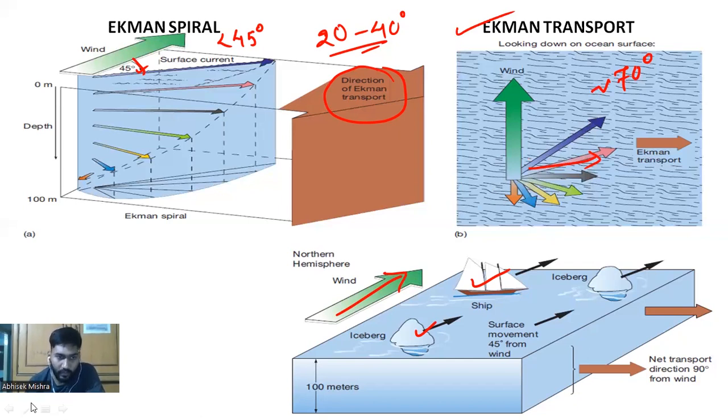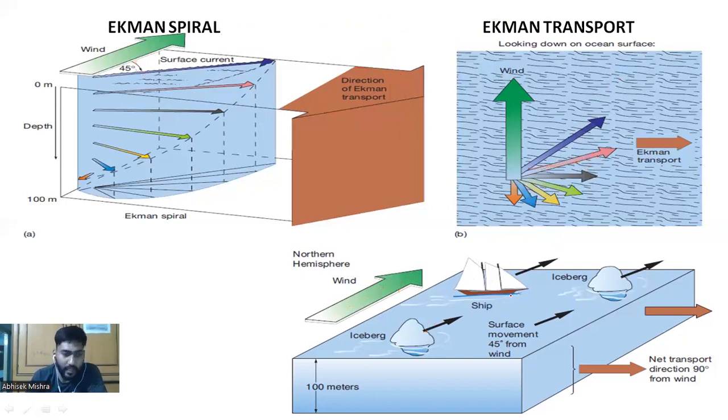So we studied about Ekman transport. Now we'll study about the effects, what we'll get because of this Ekman transport. What is the effect on sea or other processes on sea because of this movement of Ekman's layer, or movement of upper 100 meter water, 100 meter column of water? What will be the effects?